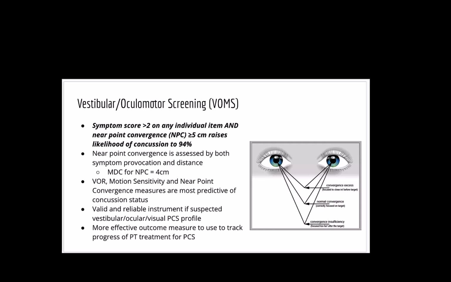So for near point of convergence, if they're greater than or equal to 5 centimeters and they've scored greater than 2 on any other individual item, the likelihood that they're in a state of concussion is 94%. That's pretty good information there. The MDC for near point of convergence is 4 centimeters, and that's really something that you want to track with most patients that have an oculomotor screening issue.